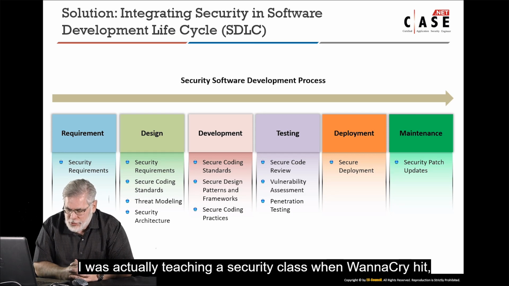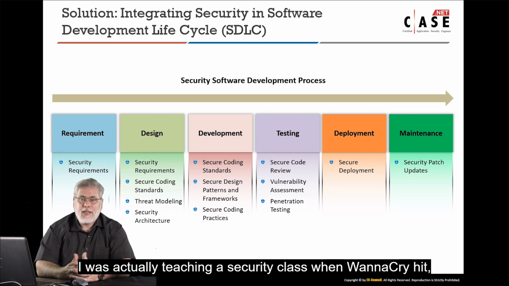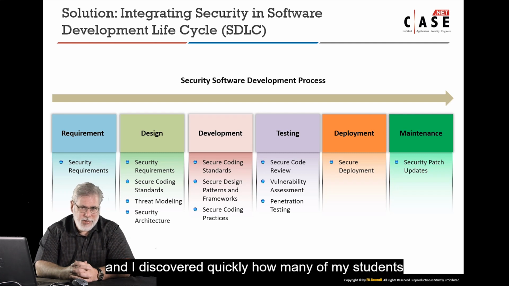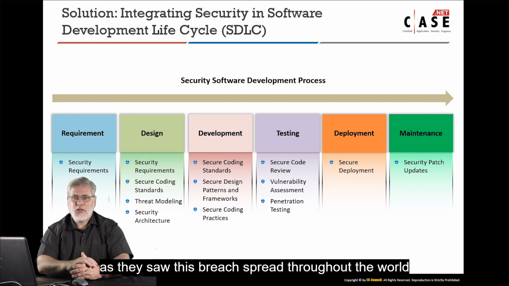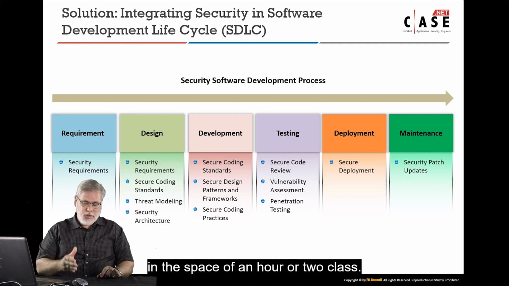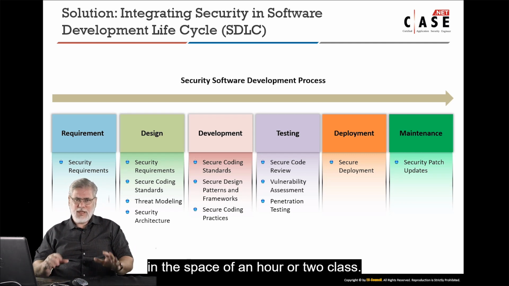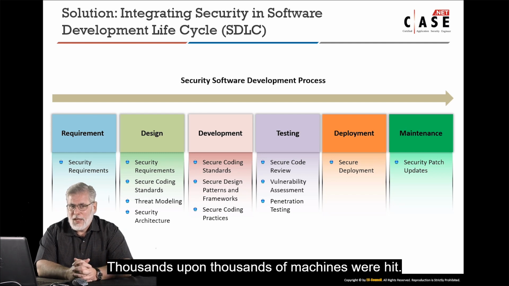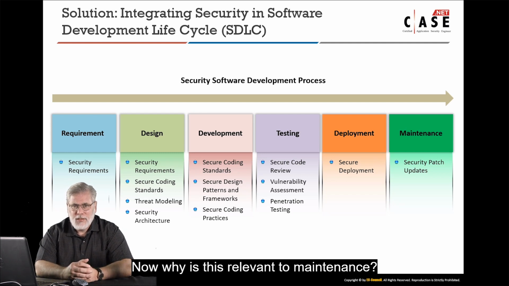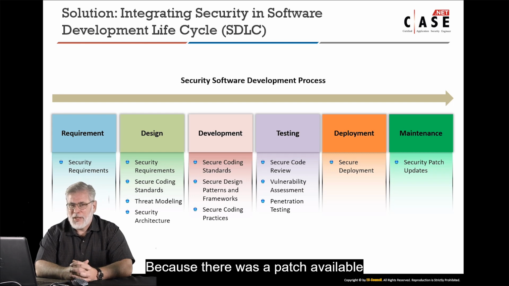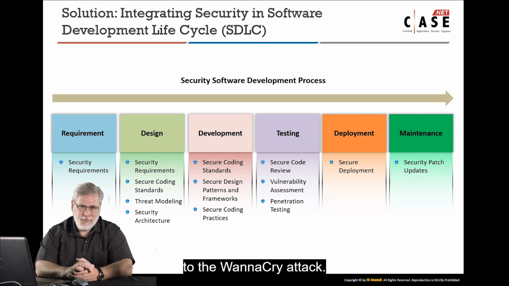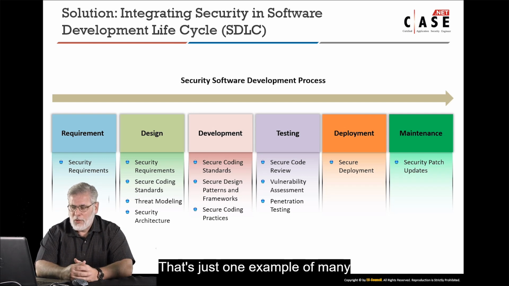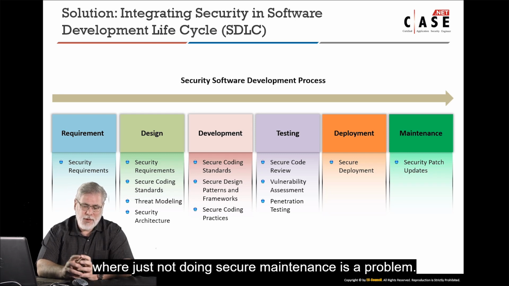I was actually teaching a security class when WannaCry hit, and I discovered quickly how many of my students were actually surfing the web because they all became quite excited as they saw this breach spread throughout the world in the space of an hour or two class. Thousands upon thousands of machines were hit. Now, why is this relevant to maintenance? Because there was a patch available at least 6 weeks before that would have made all of those systems invulnerable to the WannaCry attack. That's just one example of many where just not doing secure maintenance is a problem.